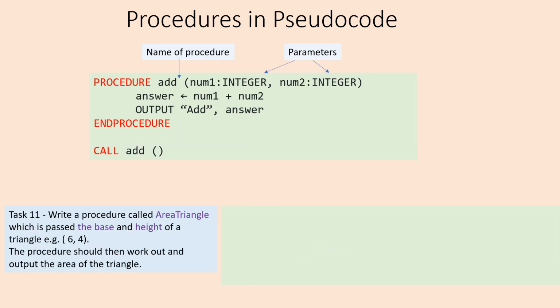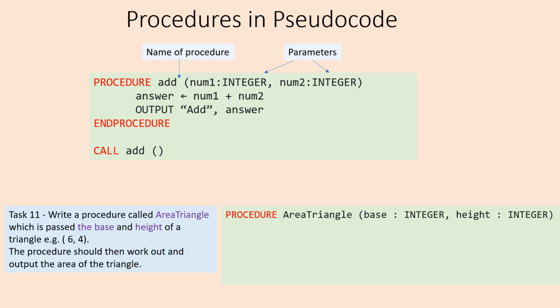Let's have a go at another question. So, task 11: write a procedure called area triangle, which is passed the base and height of a triangle, for example 6 and 4. The procedure should work out and output the area of the triangle. So again, we can create our definition: it's a procedure called area triangle, and our parameters are going to be base and height. It doesn't specify here, but I'm going to assume that they're whole numbers, so they're going to be integers.